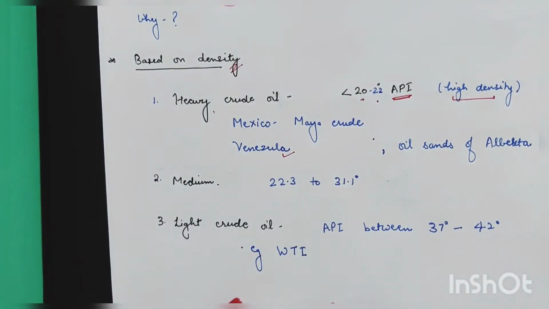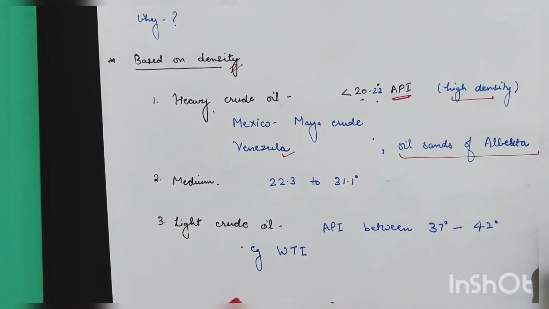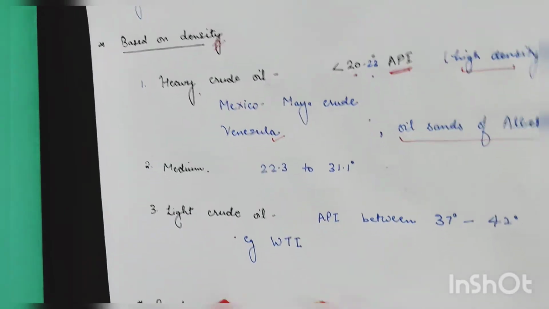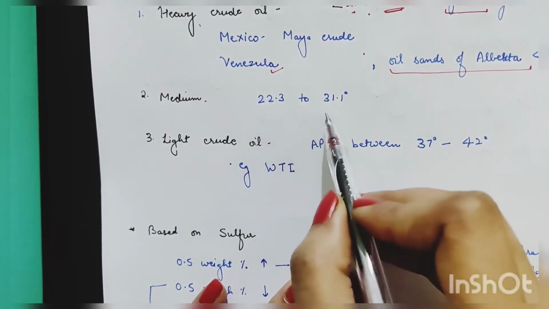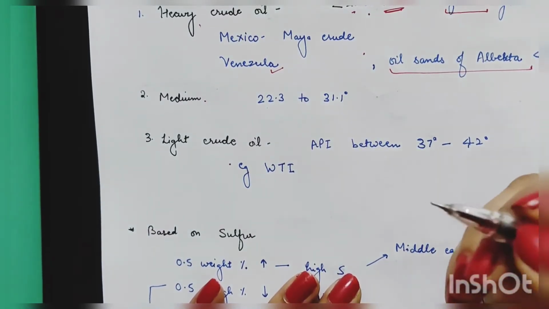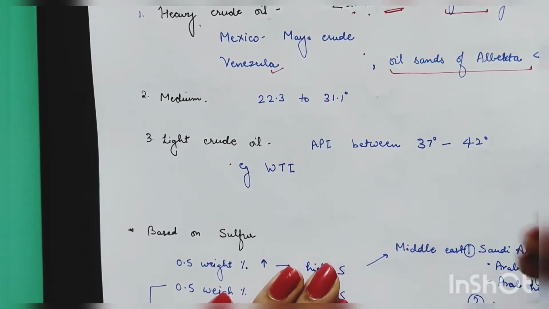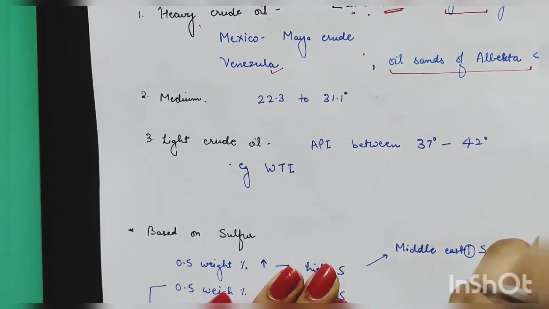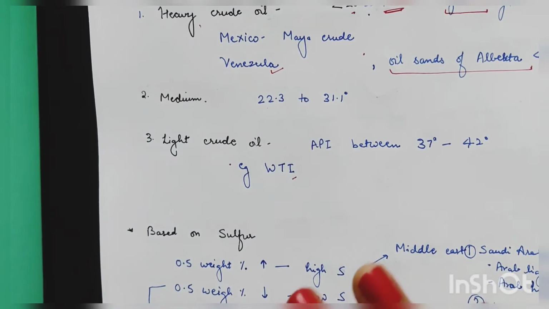And if we go to very heavy crude oils, then we can consider the oil sands of Alberta, which are even less than 8 degree API. The medium crude oil will range from 22.3 to 31 degree API. And coming to the light crude oil, the API will range between 37 to 42. An example of light crude oil is WTI. So this was on the basis of density.